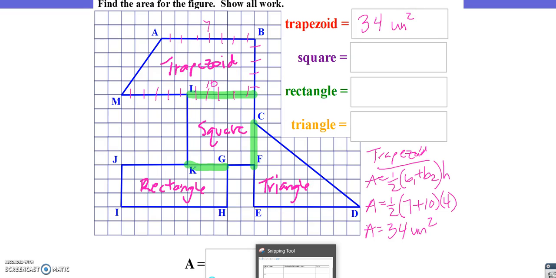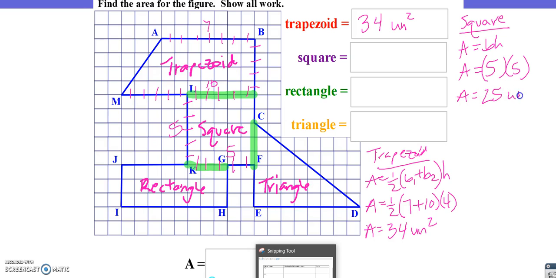We then have the square. So we'll do the square up here. Our area for a square is base times height. We know that all sides are equal. 1, 2, 3, 4, 5. You see a height of 5. And then if I go across 1, 2, 3, 4, 5. So it does turn out to be a square. I have a base of 5, a height of 5. That gives me an area of 25 units squared. So I can put that in my box.